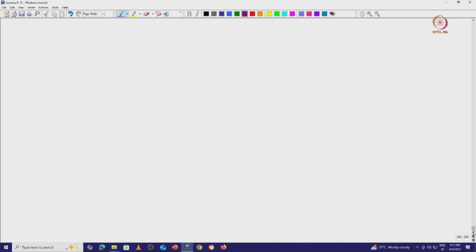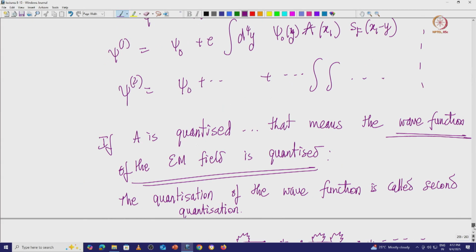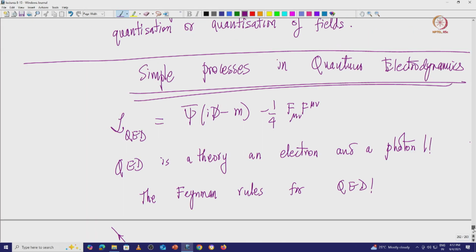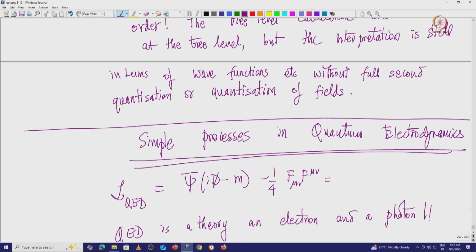The Feynman rules again start with the vertex. We started with the vertex yesterday. The same thing, we start with the vertex. This QED vertex is given in this particular fashion: psi bar i del slash minus e A slash.